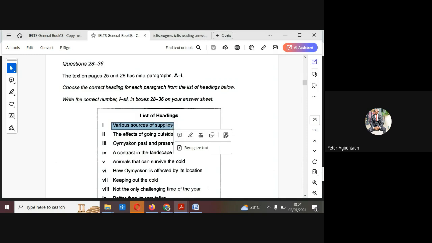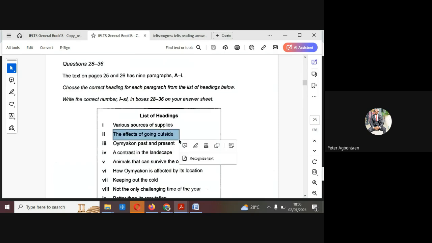So any paragraph of this passage that tells you about the various ways and the various means through which the people that live in Oyemakon get the things that they need, get their supplies, this will be the answer to that particular paragraph. And so the next heading says effects of going outside. Of course, this means effects of going outside in Oyemakon.